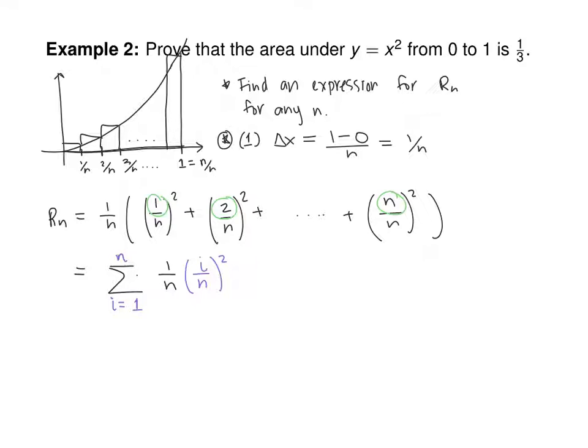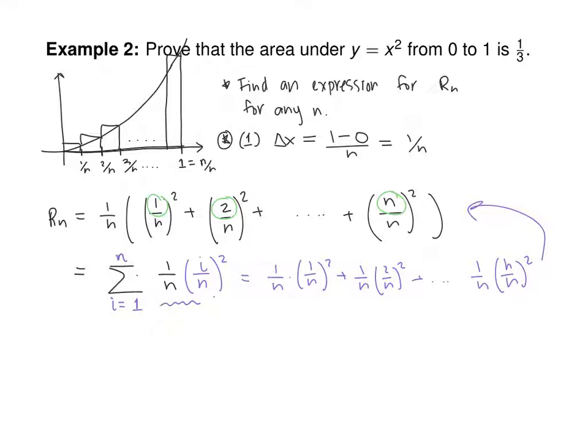And how these things work is they say, take this expression and first plug in 1. So if you take this expression that's written right here and first plug in 1, what do you get? 1 over n times 1 over n, the thing squared, right? And then next you plug in 2, and you get 1 over n times 2 over n squared. And then you plug in 3 up until you plug in n. Okay, so you get that.